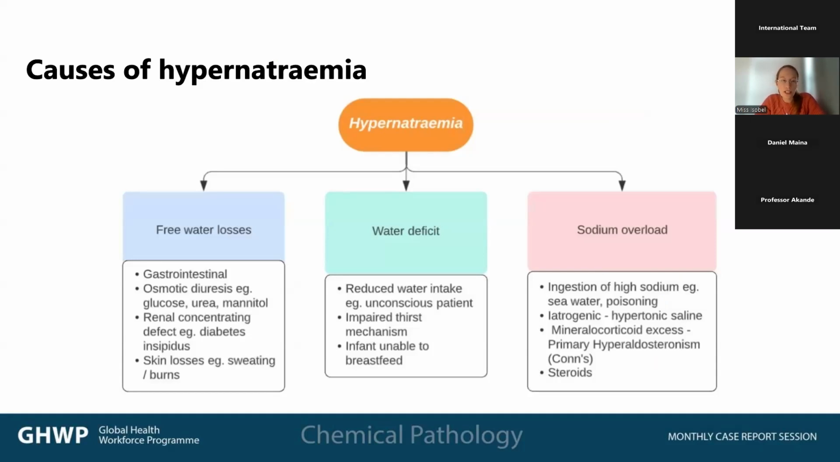Also osmotic diuresis. If the patient has high glucose, the body is trying to get rid of that glucose in the urine, and the osmotic effect of that is that it draws water out of the tissues. Renal concentrating defects also result in free water losses, so things like diabetes insipidus. And you can also get skin losses if the patient has been sweating a lot or has had severe burns.